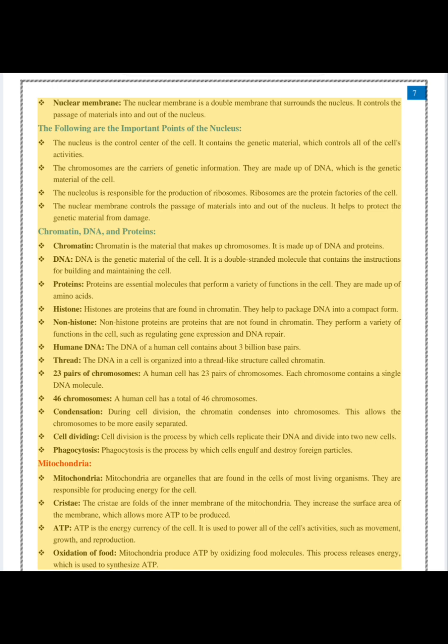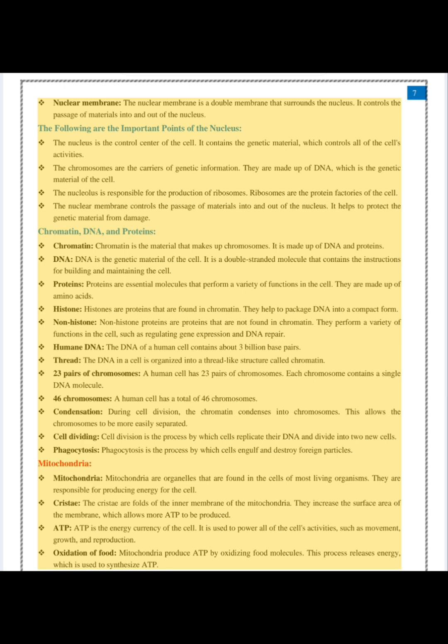Proteins. Proteins are essential molecules that perform a variety of functions in the cell. They are made up of amino acids. Histone. Histones are proteins that are found in chromatin. They help to package DNA into a compact form. Non-histone. Non-histone proteins are proteins that are not found in chromatin. They perform a variety of functions in the cell, such as regulating gene expression and DNA repair.